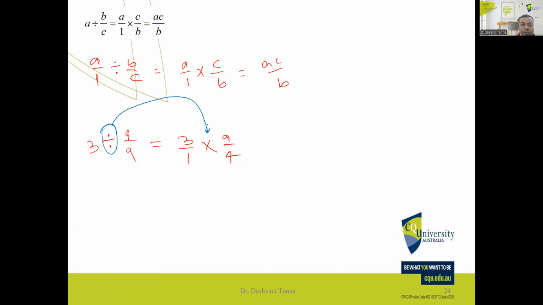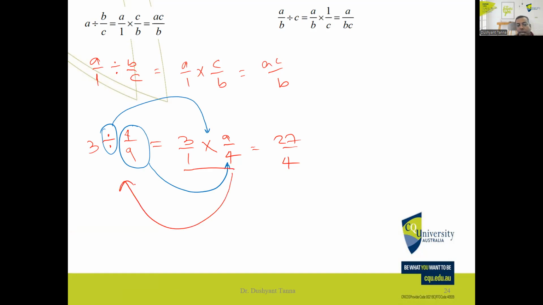Division converted to multiplication, the number 4 over 9 has been flipped into 9 over 4. And that is 27 over 4. Can you likewise flip over the other one if you want to convert it to division? So you mean going from this to here? Yes, you can. I mean, you won't need it.